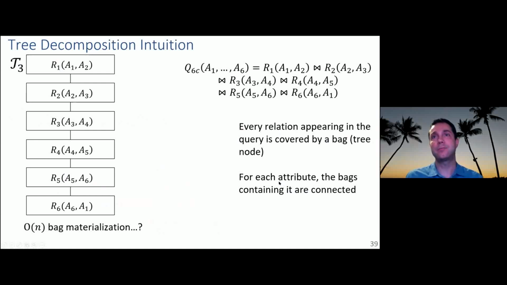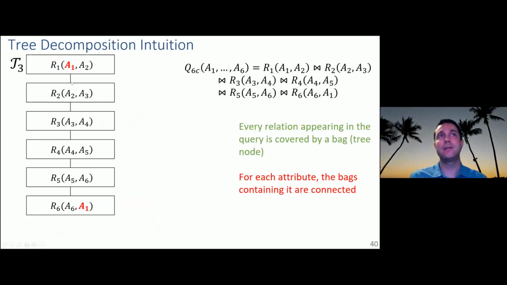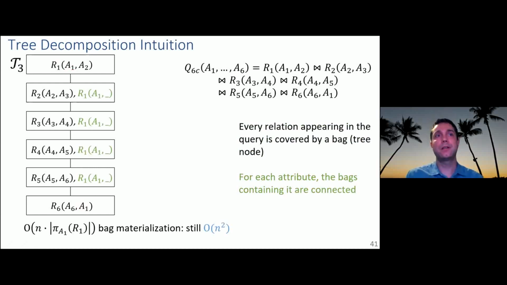Every relation is still covered, but what about the attribute connectedness? If you take a close look, it turns out A1 is not connected. It appears in R1 and R6, but nowhere in between. And this creates a problem, like we saw in the example before for the 3-cycle, where we get these potentially large intermediate results. How do we get rid of that problem? Well, we simply have to somehow copy attribute A1 onto all these intermediate nodes to create this connectedness property. And what we do is essentially just add R1 to each of these intermediate bags.